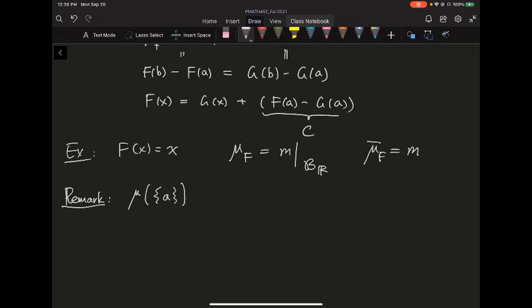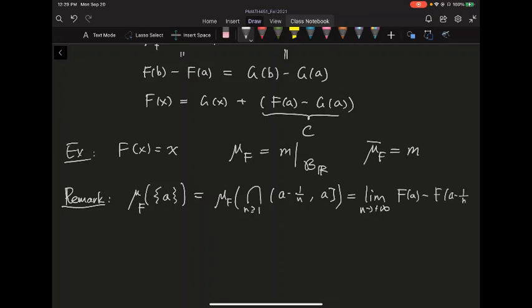If I just look at this singleton set {a}, which contains just one element, and consider mu_f of it, I know this singleton is no other than the intersection over n greater than or equal to 1 of the sets (a - 1/n, a]. This intersection gives me the one point a. And because mu_f is continuous along this decreasing chain, this is the limit as n goes to infinity of mu_f of this set, which is f(a) minus f(a - 1/n).